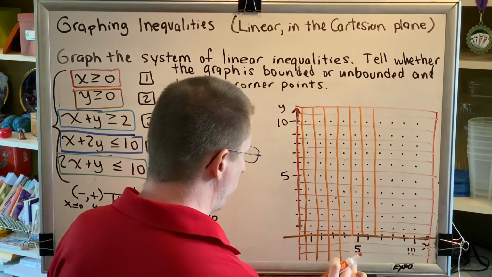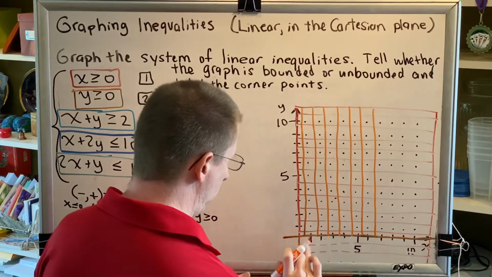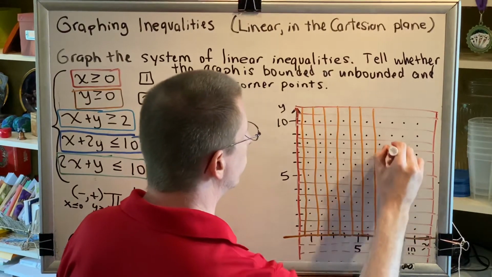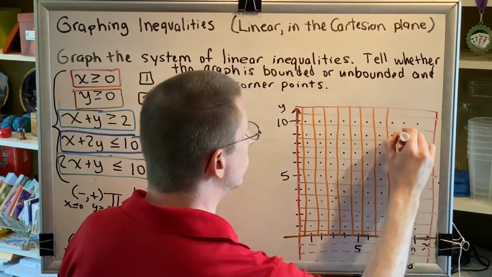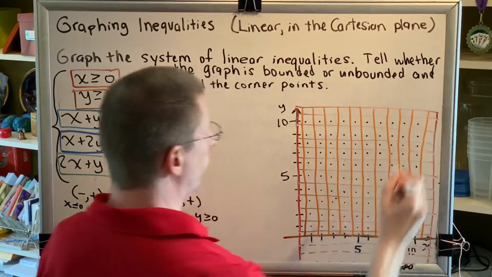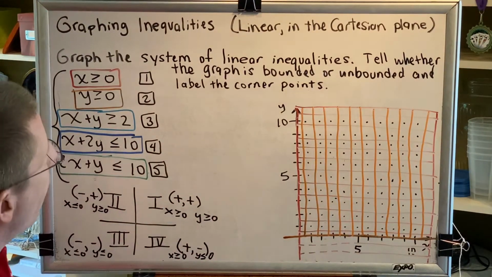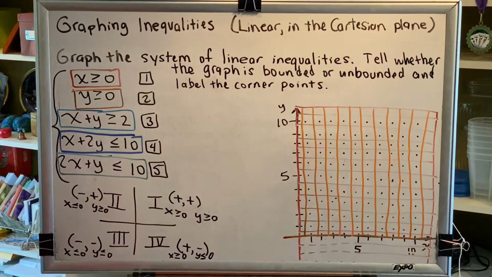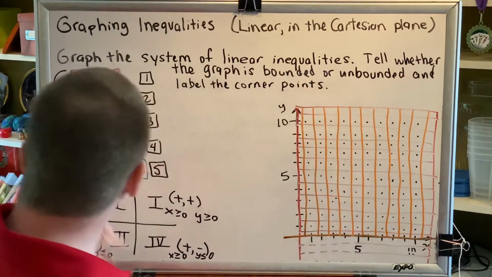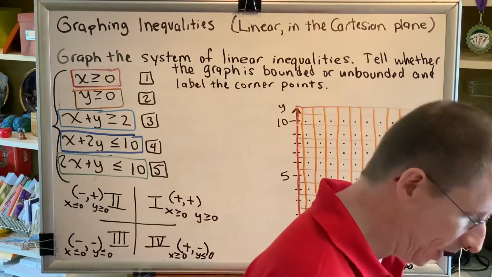Got a little carried away here. I'm supposed to be shading up from the x-axis. Let me get rid of these. Up from the x-axis. Okay, so you can see that using our first 2 inequalities, the parts of the graph where the red and orange shading are located is in the quadrant 1 of our graph. So when you see something like this, just keep in mind that this is telling you what quadrant that you are dealing with. No big deal.